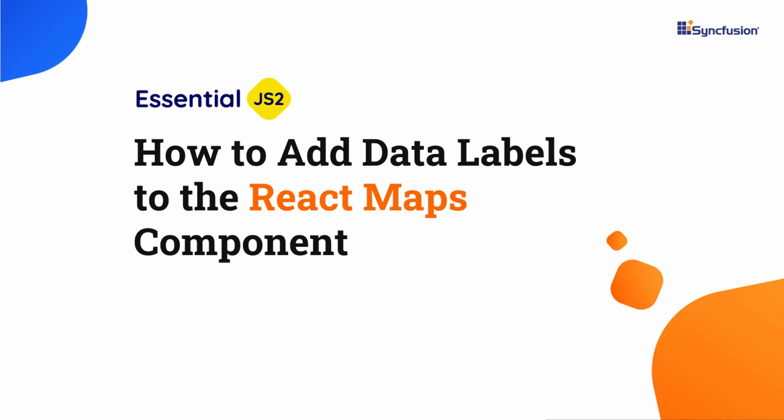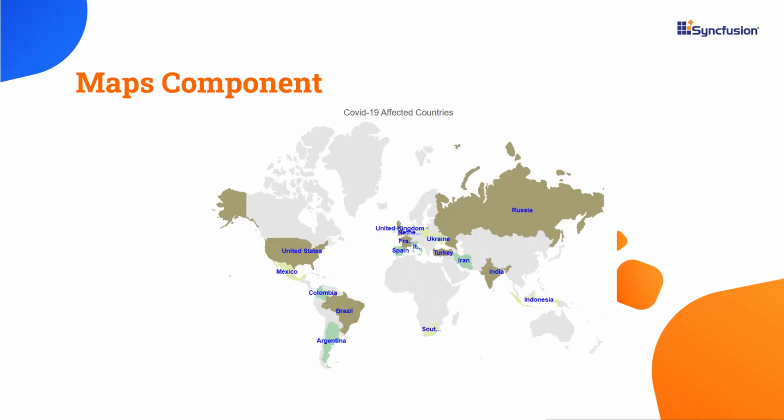In this video, I will show you how to add data labels to the Syncfusion React Maps component and customize it with options like smart labels, styles, and templates. Look at this example. A world map shows COVID statistics for each country with severity levels. The map labels are shown in blue and trimmed to fit the map.